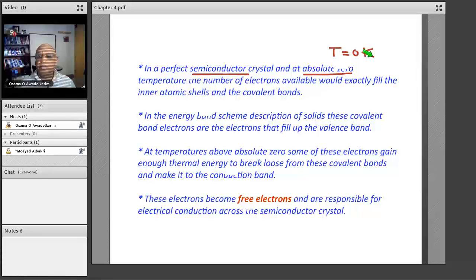We don't have any free electrons. That's at 0 Kelvin. So a semiconductor is like an insulator in terms of the band diagram. At 0 Kelvin, it has a completely full valence band, and it has a completely empty conduction band. Therefore, it behaves like an insulator.